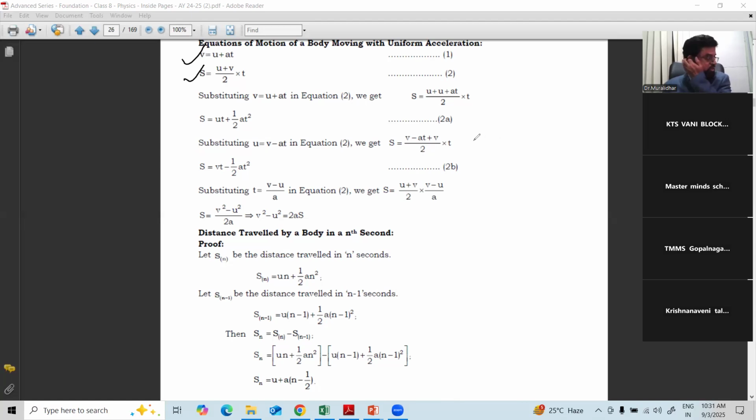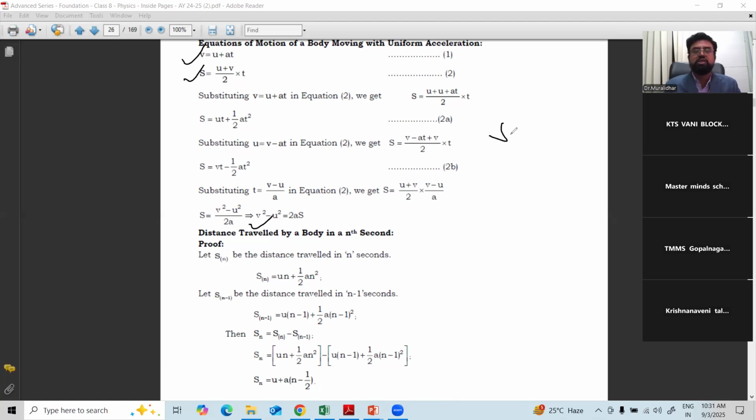S is equal to ut. Substitute there, and you can get v square minus u square is equal to 2as, or v square is equal to u square plus 2as. Right? You have to apply the formula a plus b into a minus b. From here, you have to take t.